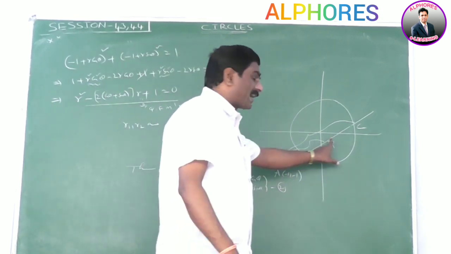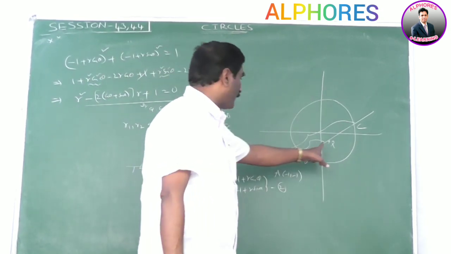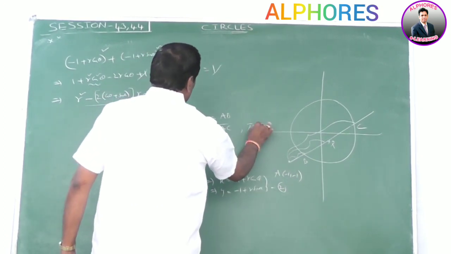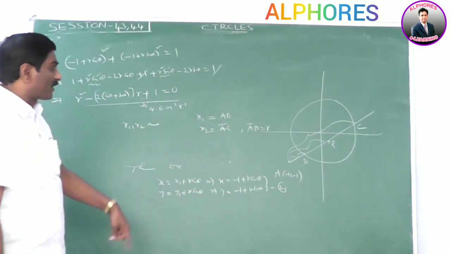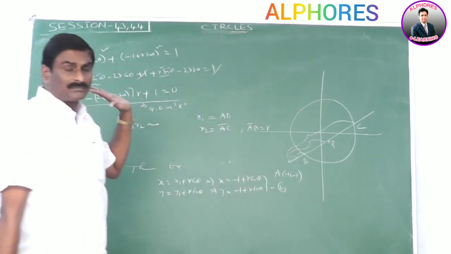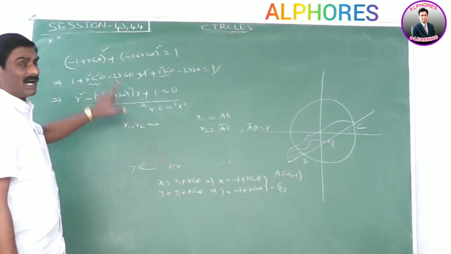Here P is the variable point on this line. P is the mobile point, r is the variable. Here AP is equal to r. Please observe these points. Here r1 is nothing but AB, r2 is nothing but AC, AP is nothing but r. Okay. In this case, r1 comma r2 are the two roots.